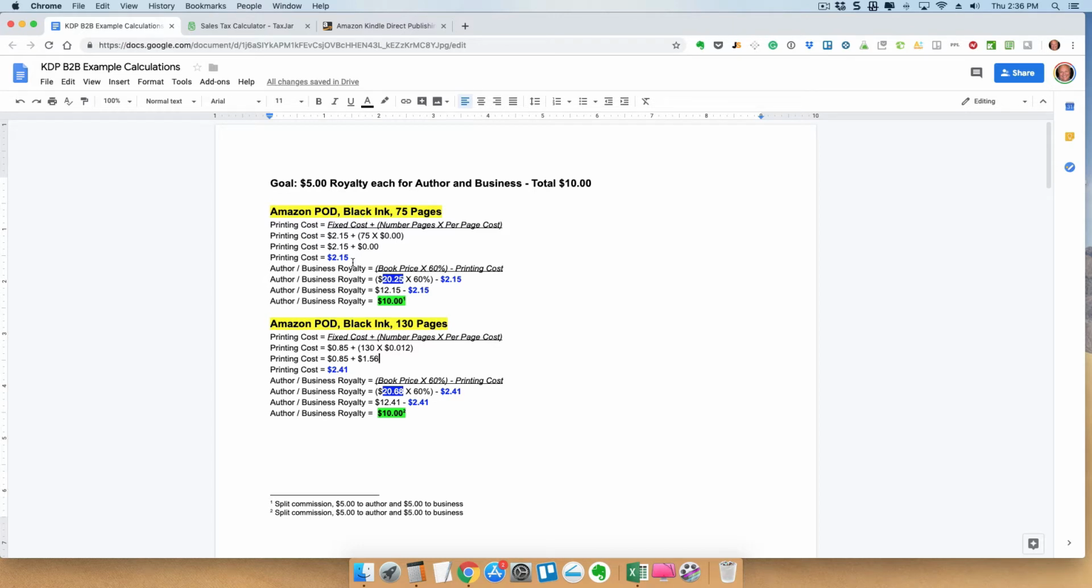To figure out what to put into Amazon, that's the difficult part. Right now, we pre-figured it out as being $20.25. That would yield a royalty of $10, and this is under our original goal that each person, the business and the author, gets $5 each. So how do you determine what this value is?